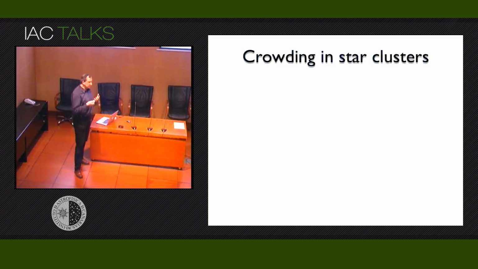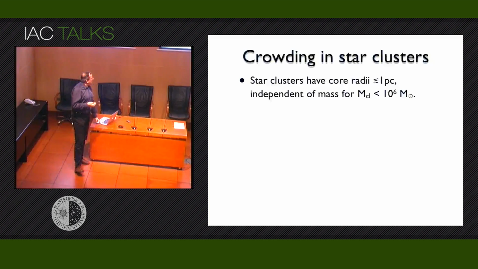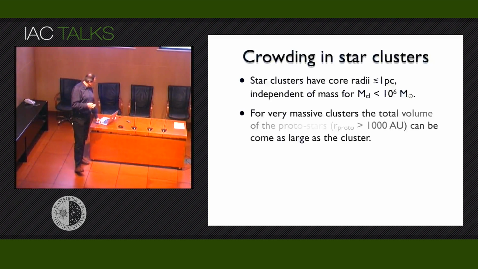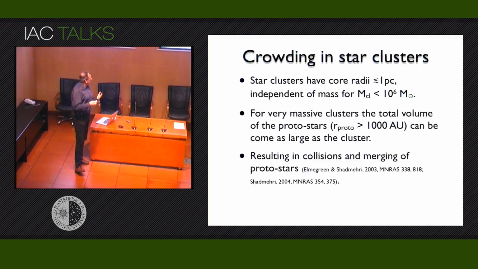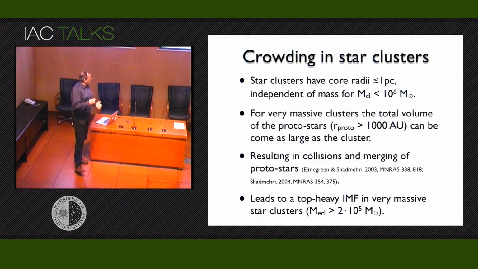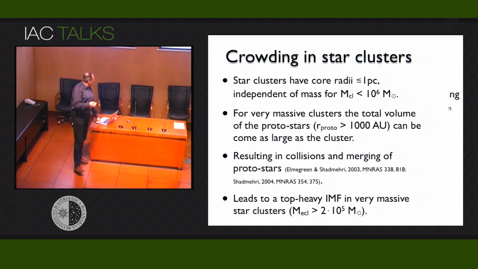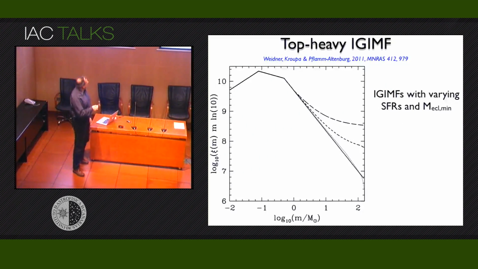And there, which has already been found by Bruce Elmegreen, there could be crowding, especially not of the stars, but during the formation of the star cluster in a giant molecular cloud, there could be crowding of the pre-stellar cores. And so we have massive star clusters with very small radii, we have very high densities, but protostars, or these protostellar cores, have very large radii themselves. So they can collide and merge, and Bruce Elmegreen worked a little bit with Shadmehri on this. And this changes the IMF, and they predict a top-heavy IMF for star clusters over a certain mass.